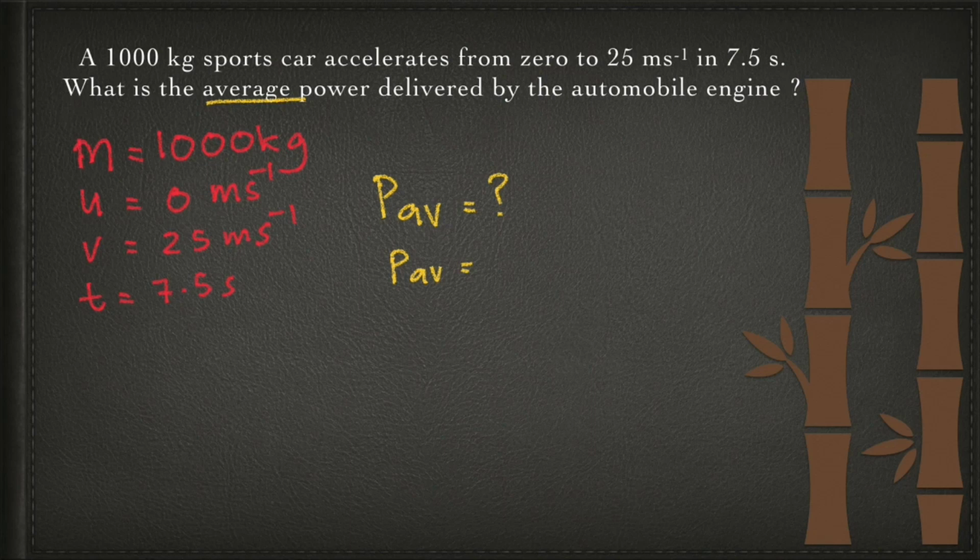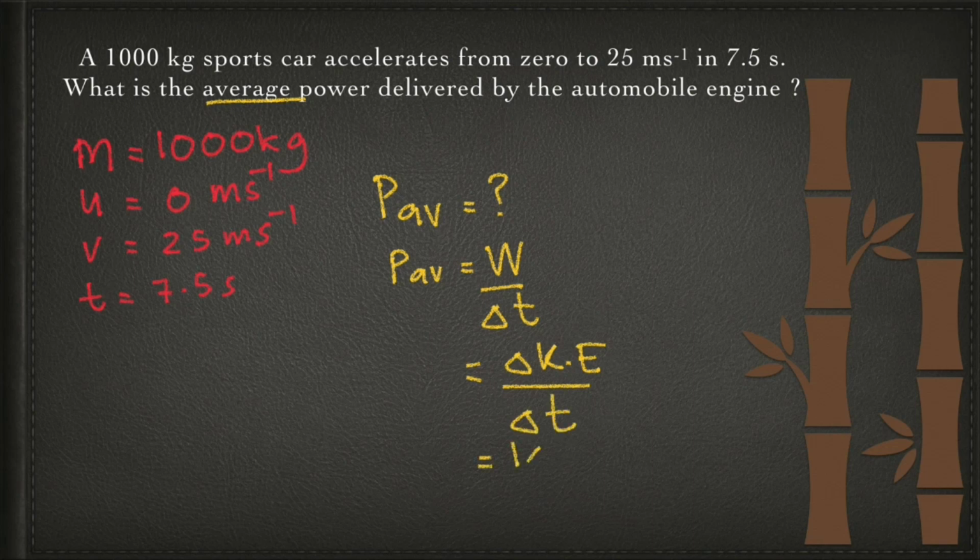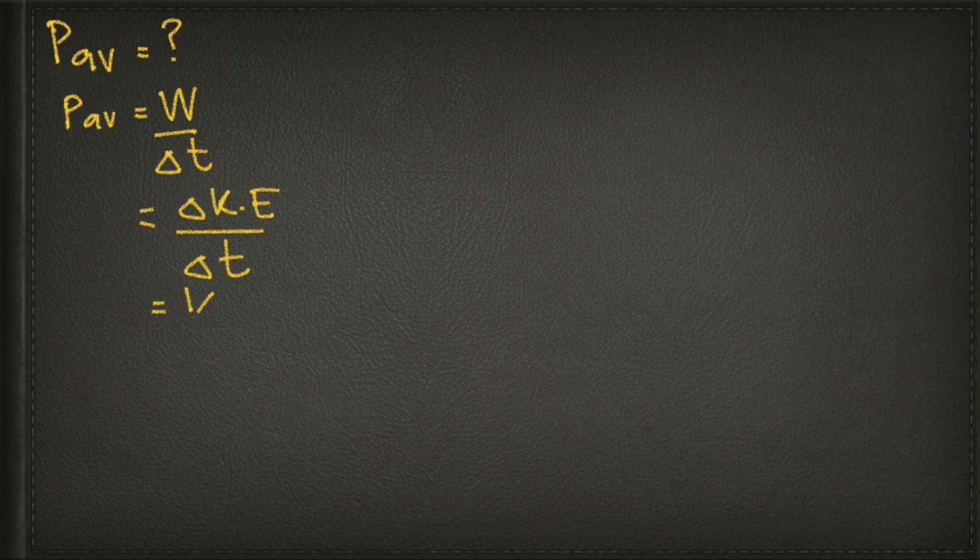Do you still remember what is the formula for average power? It is equal to W, work done, over delta t. So for this case, we can use work done equal to delta KE. By using the conservation of energy, work done is equal to delta KE, since we have the initial and final velocity of the car.